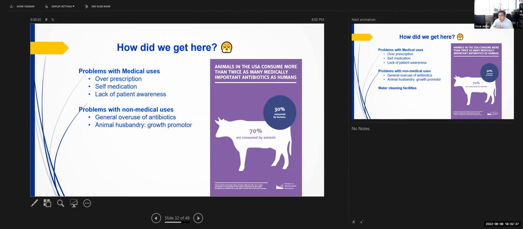There are concerns about the way in which we are using antibiotics for non-medical uses. 70% of the antibiotics that we're producing in the world are going to be used by animals, and only 30% is going to be used by humans. The numbers actually could be 90 to 10, okay? But let's be conservative and say 70 to 30.